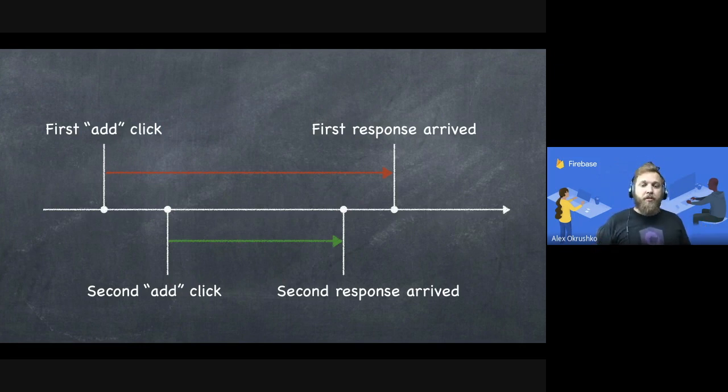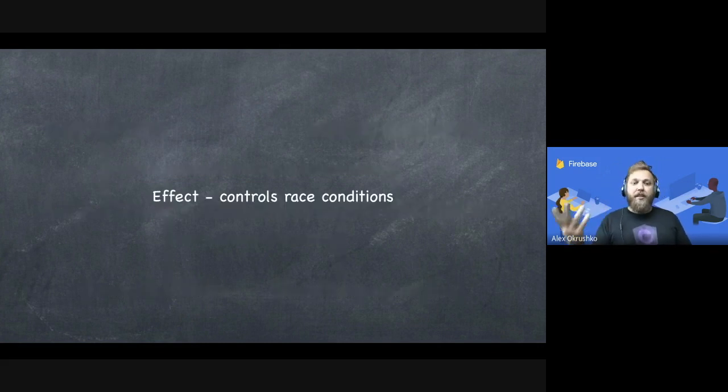So how do we control this? Well, within, again, the community, there is a way to do it, and the way to do it is encapsulating the side effects. So the side effects, or effects, they control those race conditions.